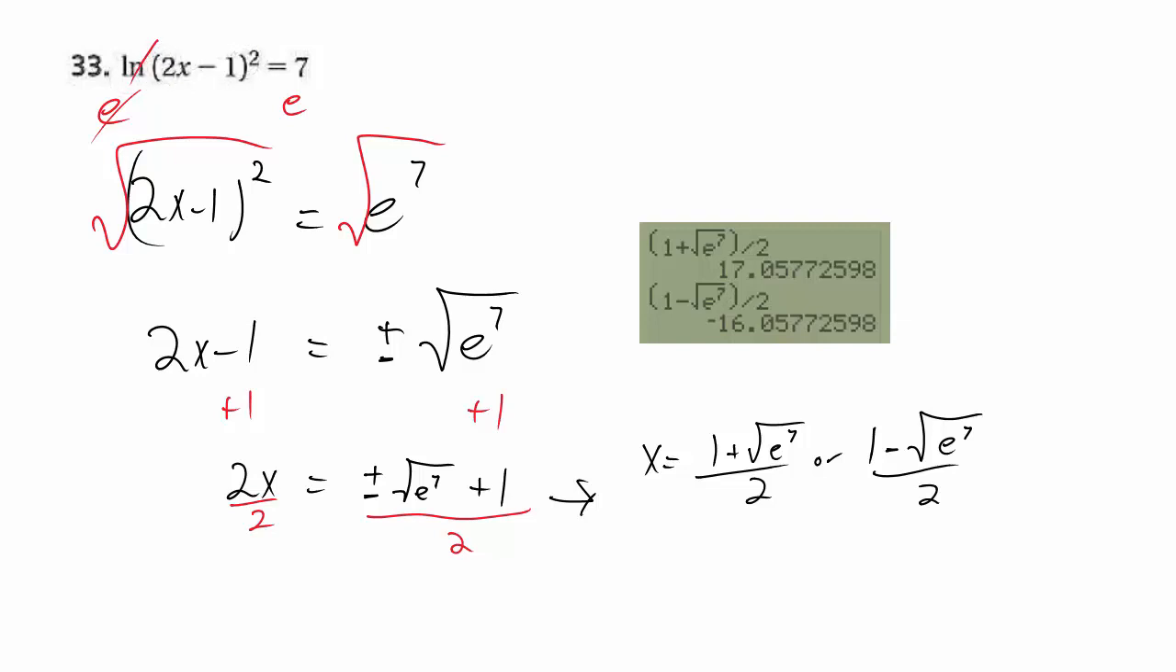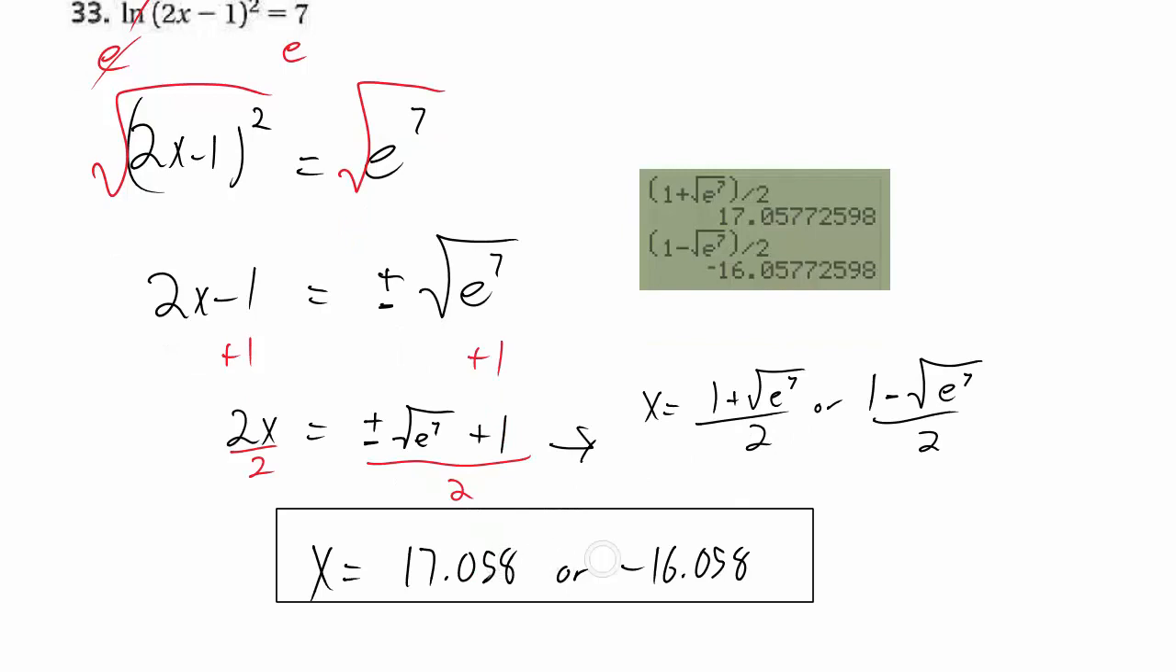This time we don't throw the negative solution away, because the negative solution doesn't give us a bad value inside of the natural log, because we end up squaring the thing anyway. So even if it makes the 2x minus 1 negative, that gets squared before we natural log it. And you can only natural log positive numbers.